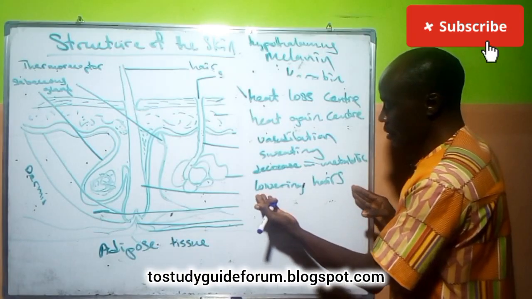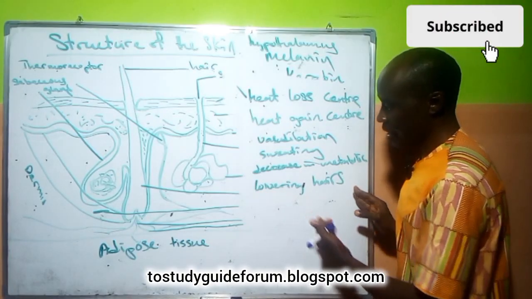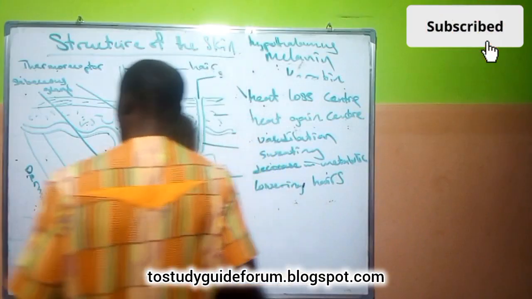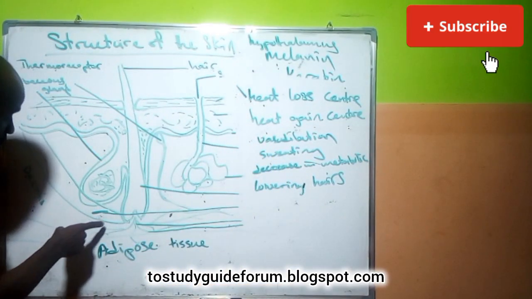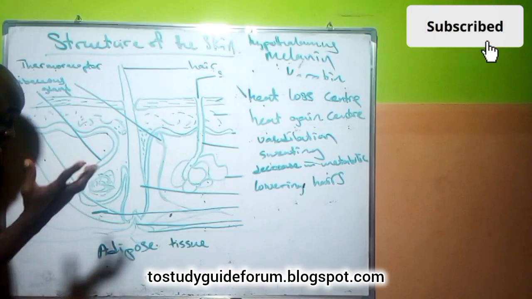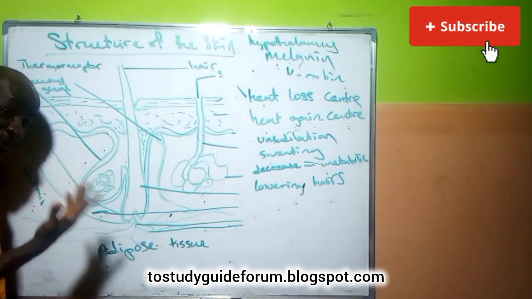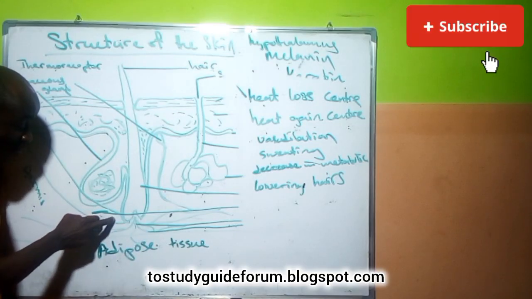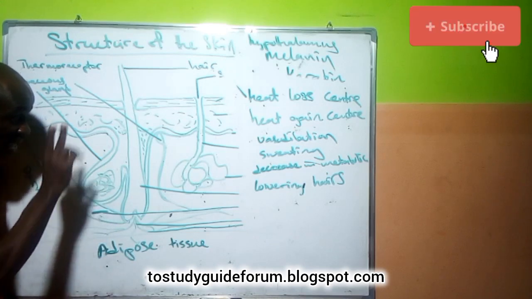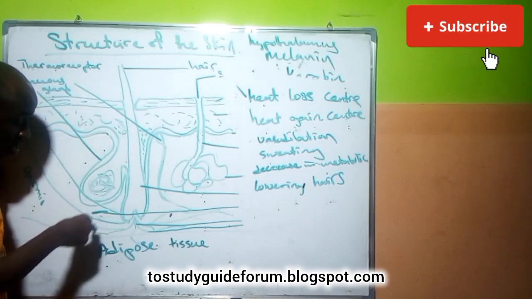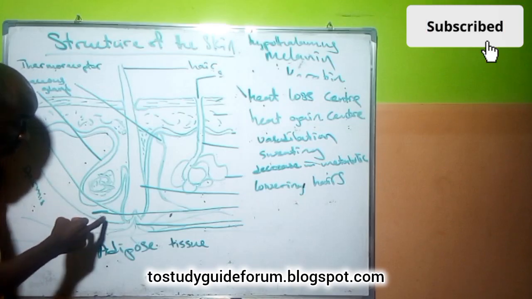So the last one we have is the lowering of the hair. What happened here? We have the erector muscle here. This is the erector muscle. I want you to pay attention to this, even though my drawing might not be that wonderful, just a sketch to help us get things done. This erector muscle, when the environmental temperature is high, what happened here?